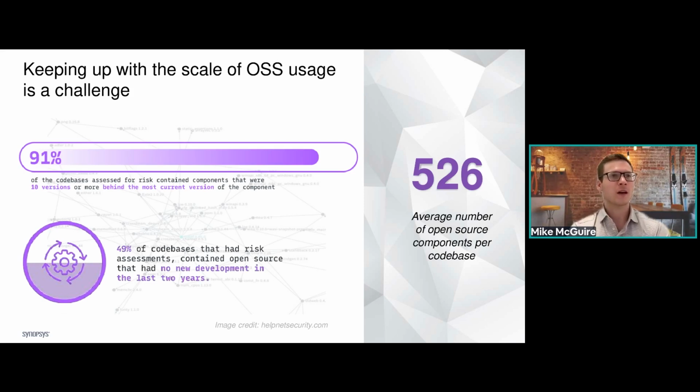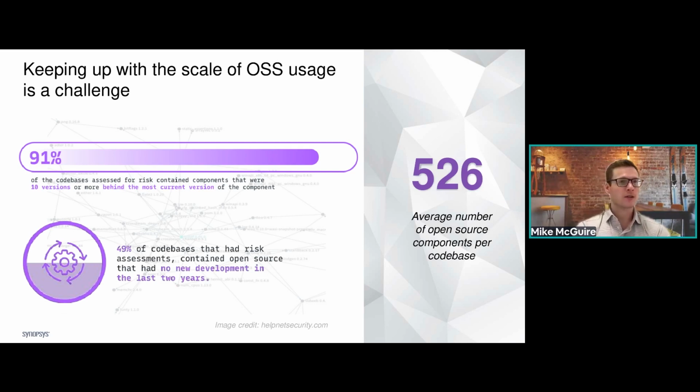You can see in our findings here, 91% of the code bases we analyzed were 10 versions or more behind the most current version. You cannot stay up to date with patches with this many open source components, right? Almost half of the code bases were using components that had no new development in the last 2 years. These are projects that have lost community and development support.